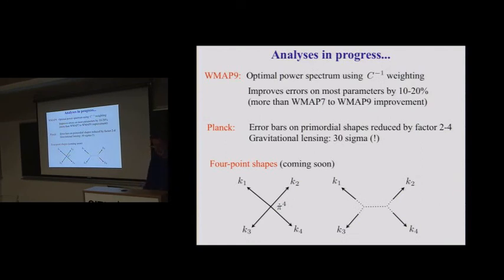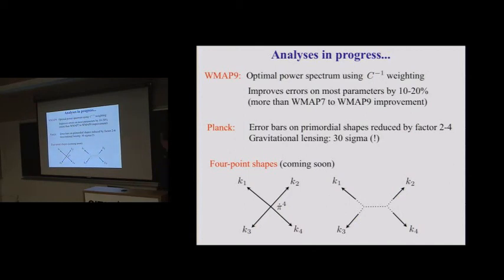Things that we're doing to continue this work. So I'm working on the WMAP 9 analysis. One new thing there is that the C inverse weighting can be used to improve any sort of n-point function. I talked about 3-point examples, but it can also be applied for n equals 2, the power spectrum itself. So using C inverse weighting, we're going to improve the error bars on the power spectrum, which is the main scientific output of WMAP, correspondingly improving the errors on most cosmological parameters by 10 to 20%.